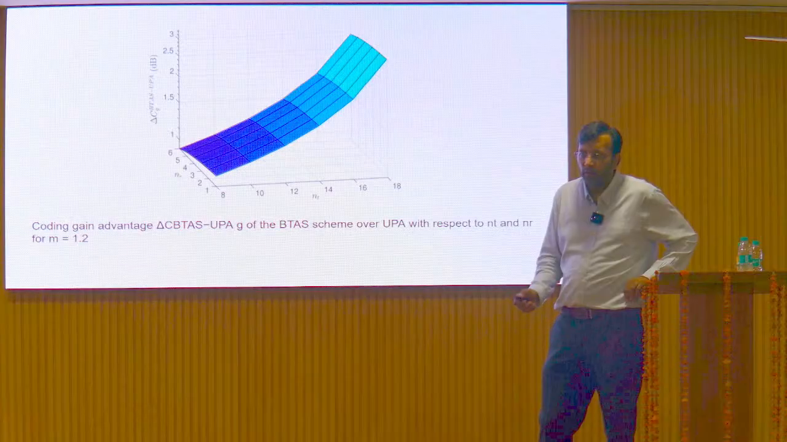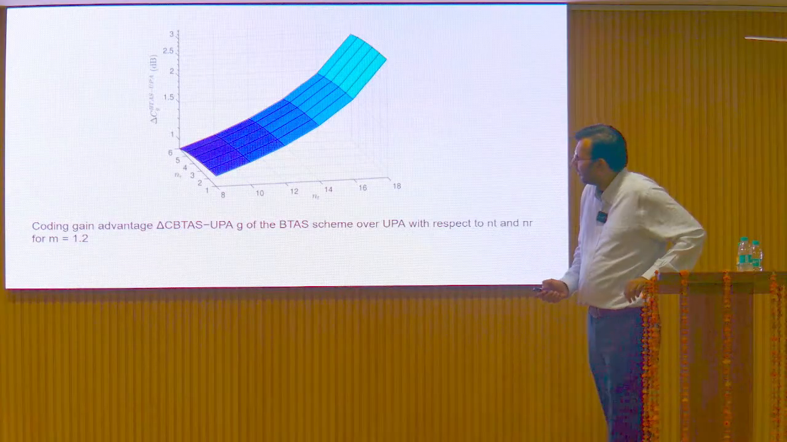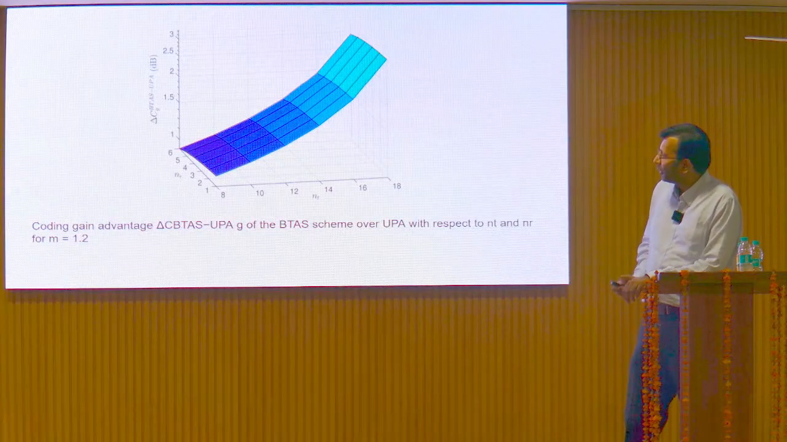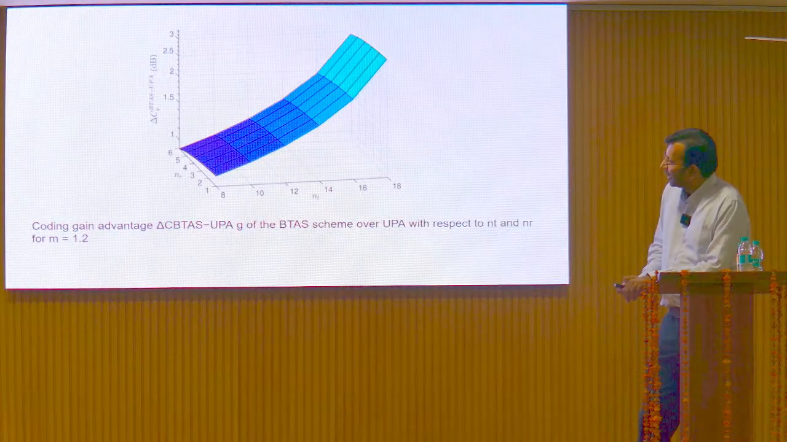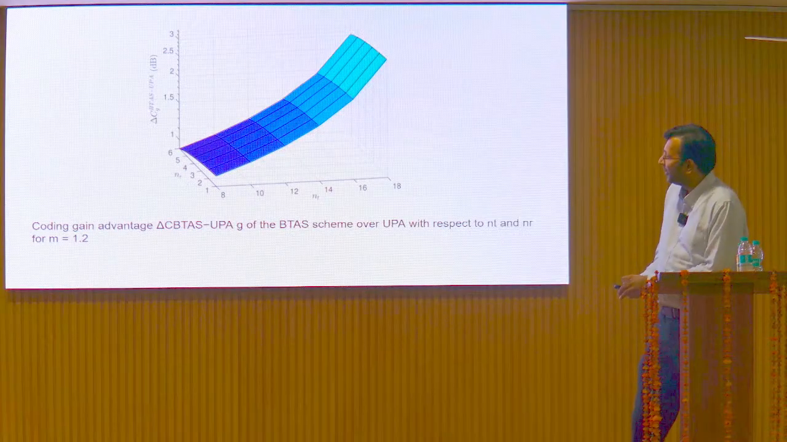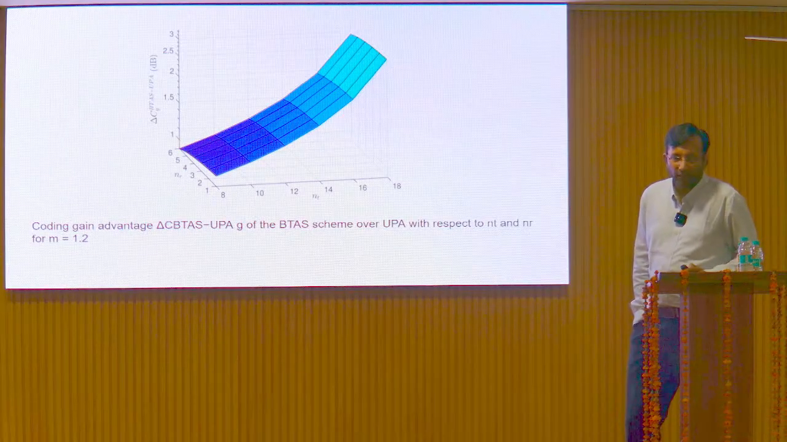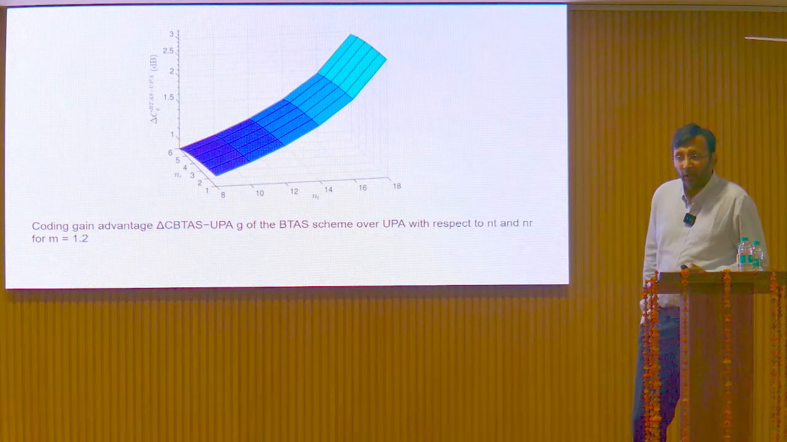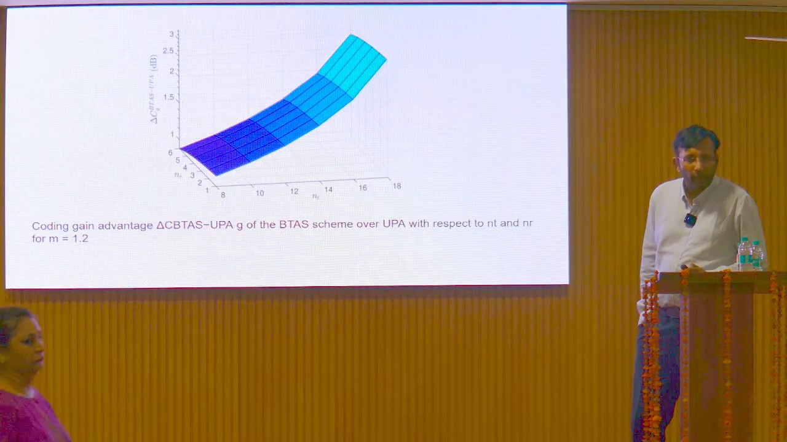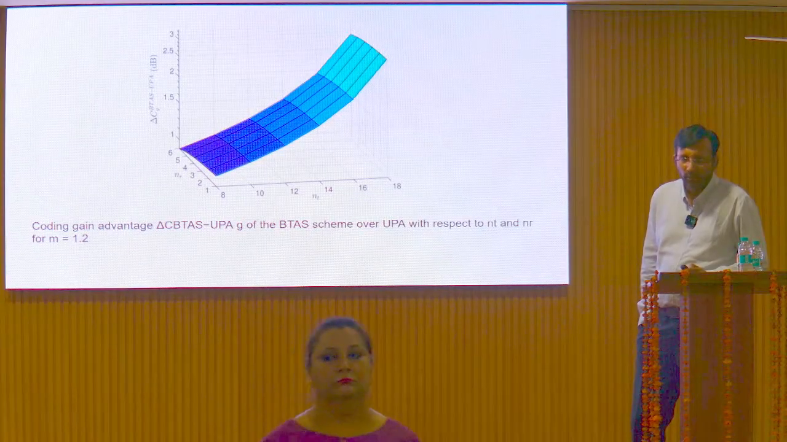Why? While increasing NR, we are not getting the desired output as a relative coding gain. Why? Because it leads to more signal processing, right? So it becomes a trade-off. It becomes a trade-off while increasing the NR value. Fine.